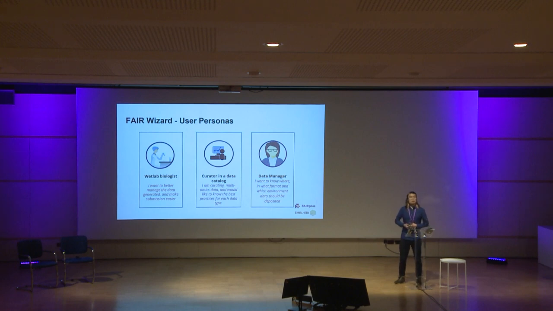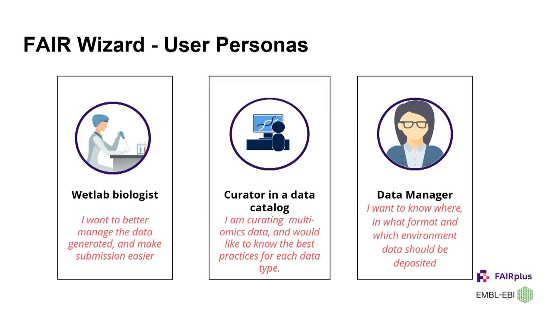We talk a little bit about different user personas. The FAIR wizard is usable whether or not you're a wet lab biologist that wants to make submission easier for yourself, you're a curator in a data catalog trying to see what's the best practices for different data types, or you're a data manager trying to support a host of scientists and figure out where best to submit your data or in what format. Really, really quickly, it works in terms of three stages.